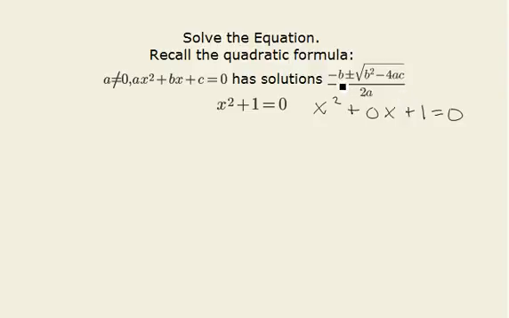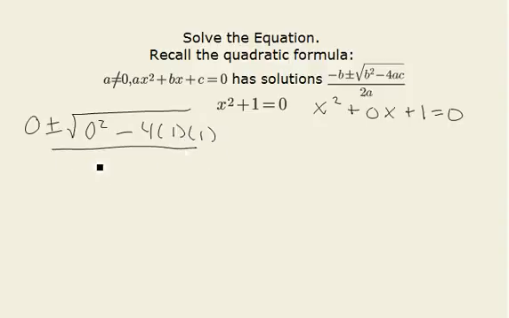So, the opposite of b, so the opposite of 0 is just 0, plus or minus the square root of b squared, so 0 squared, minus 4ac, 4 times our a, which is 1, times our c, which is 1, all divided by 2a, so 2 times 1, since our a is 1. And this will be equal to plus or minus the square root of 0 minus 4, so just negative 4, all divided by 2.